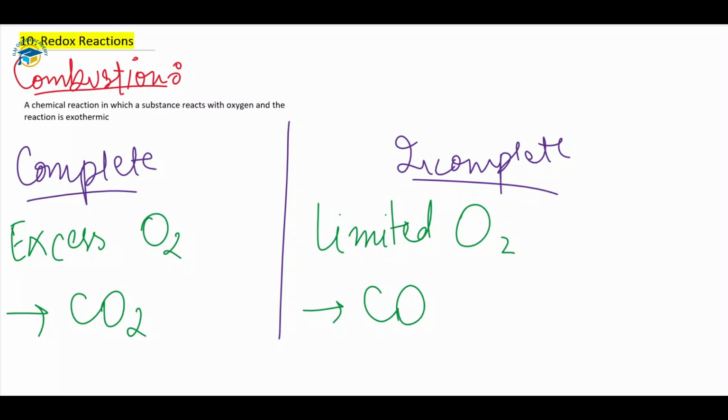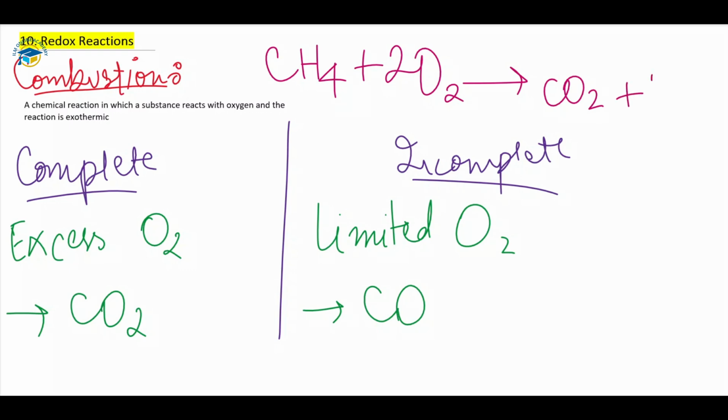So the combustion reaction for methane will be like this. We have methane, CH4, that reacts with oxygen and it produces carbon dioxide plus water vapors. This is the reaction of methane, which undergoes combustion readily and gives out a large amount of energy, that is known as fuels, and this reaction is exothermic, meaning heat is given out in this reaction.